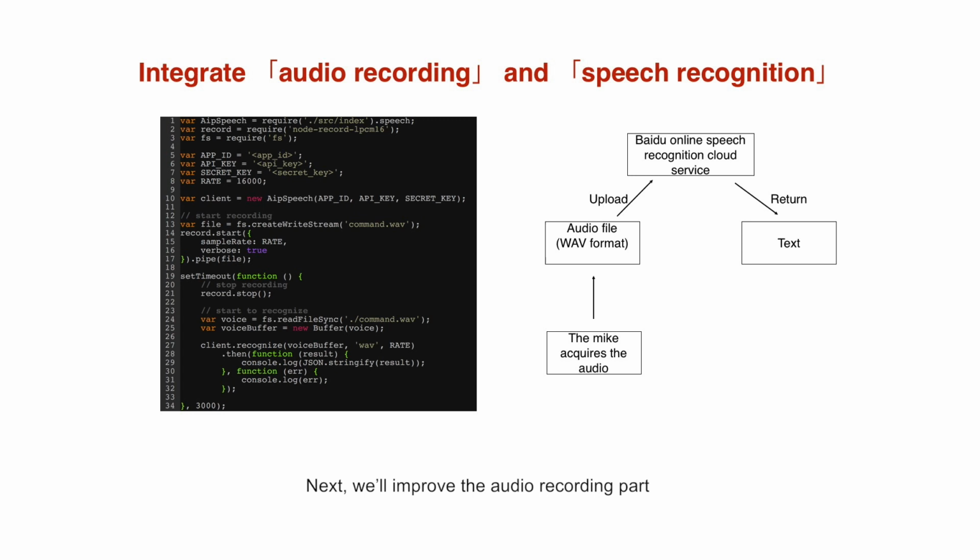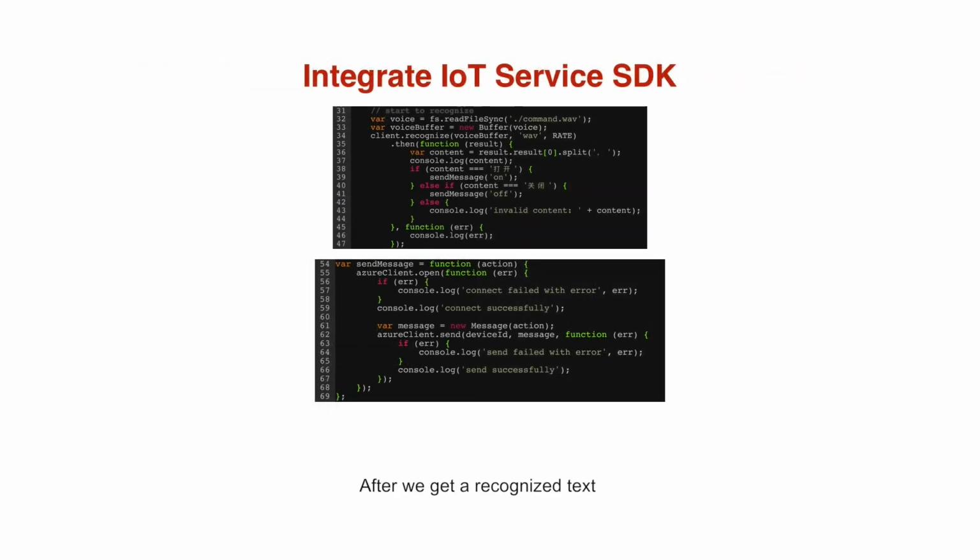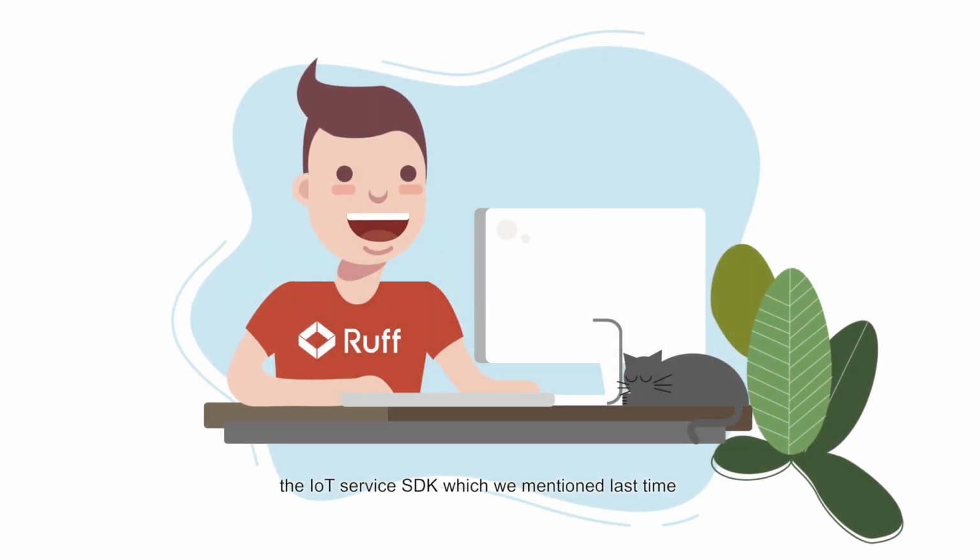Next, we'll integrate the audio recording part and the speech recognition part into a whole. Its input is our audio, and its output is the text. On the left is the improved code. Let's skip the details. After we get a recognized text, how can we control our development board to turn on the light? At this time, we need to integrate the IoT Service SDK, which we mentioned last time.